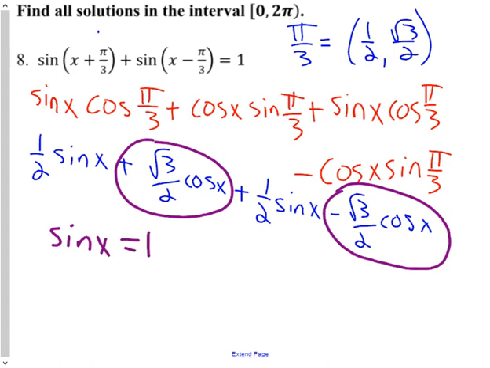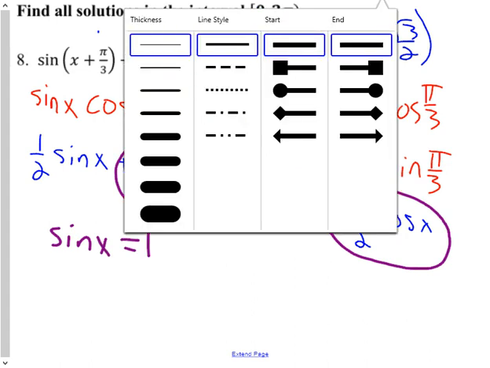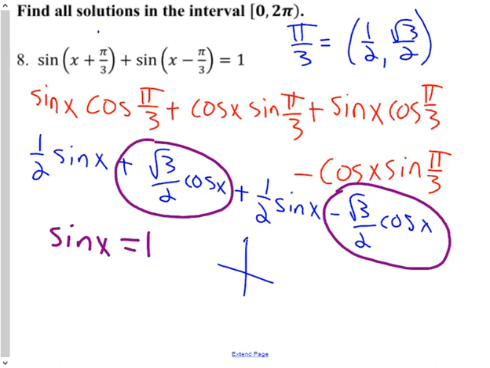So where does sine of x equal 1? Using our unit circle skills, sine of x equals 1 right here, at pi/2. And that's the only spot. So x is pi/2. It did not say list all answers. It just said between 0 and 2 pi.